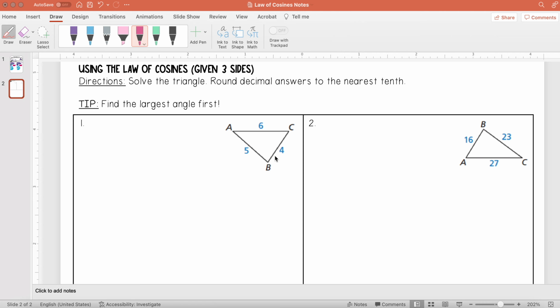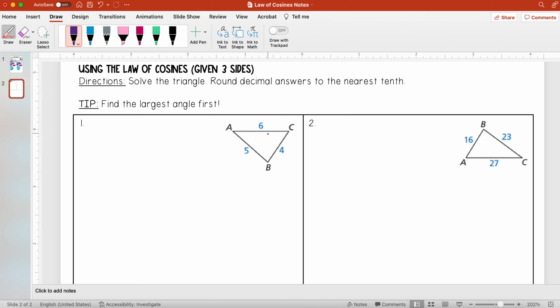For this video, we're going to be, again, practicing using the law of cosines, but now we're going to be looking at triangles where we're given three sides. So we're not given any angle measures here. And so to solve the triangle, we need to find the measures of angle A, B, and C. And so the tip I give here is to find the largest angle first. And remember, you know which one's the largest angle because it's across from the largest side. And so here, my largest side is 6. So that means my largest angle is B.